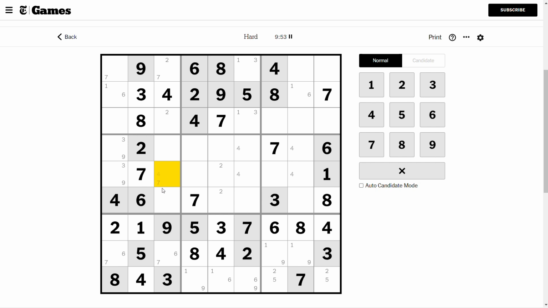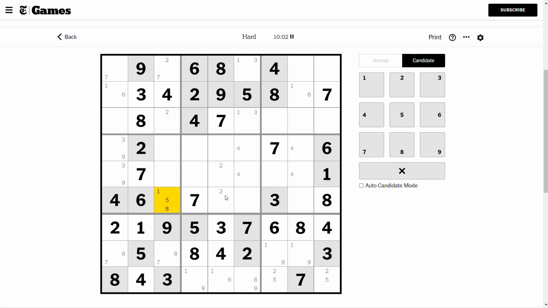Okay, that makes these three open cells a triple of 1, 5, and 8 to make a block 4. This cell sees an 8, this cell sees a 1.